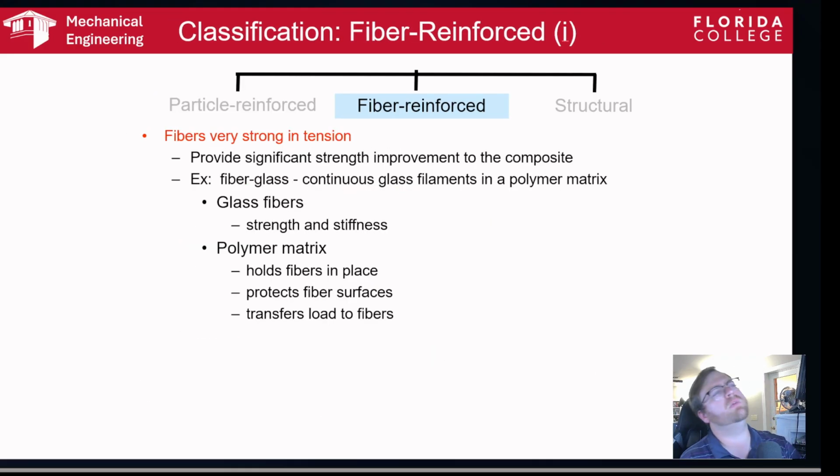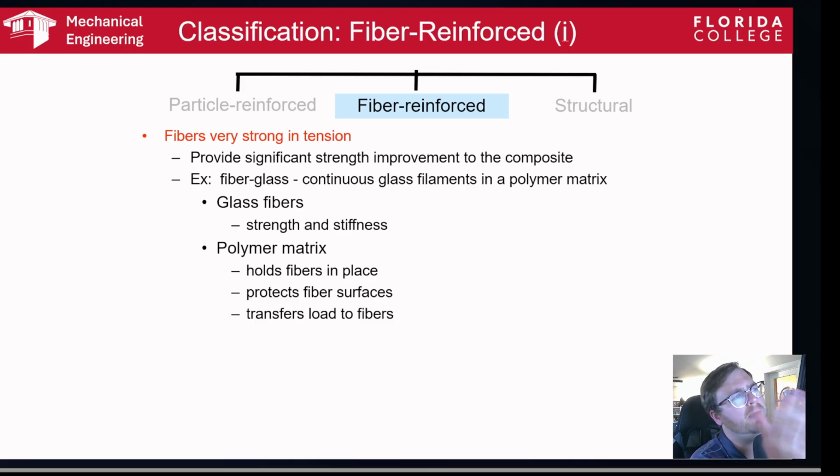Okay, so now we're going to move into fiber reinforced composites. Fibers are very strong in tension. That's what's great about fibers. As you might know, you take a rope and you pull on it, it's going to resist that. But if you put that under compression, it's probably not going to do as well unless you hold it, right?